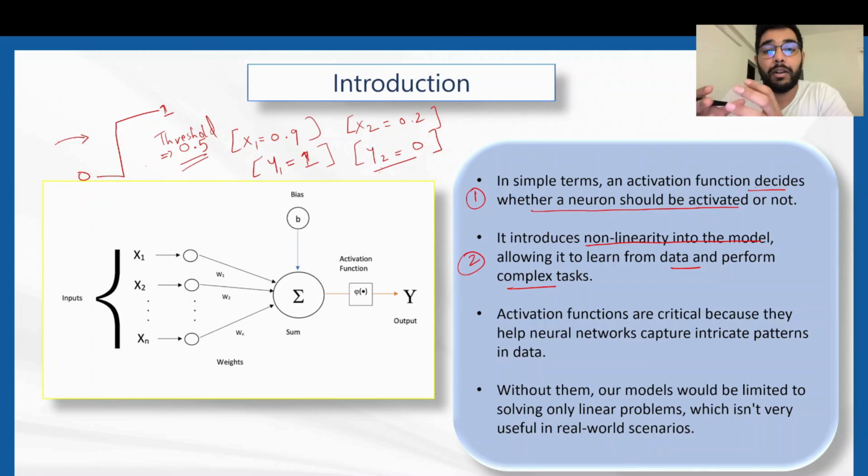This is the meaning of the first characteristic, that the activation function decides whether the neuron should get activated or not. Coming to the second characteristic of an activation function, that it helps introduce non-linearity into the model. That is, it helps the model capture complex data patterns hidden in the data. Without this characteristic, our models would be limited to solving linear problems, which isn't very useful in real world scenarios, because in the real world the relationships are very complex.